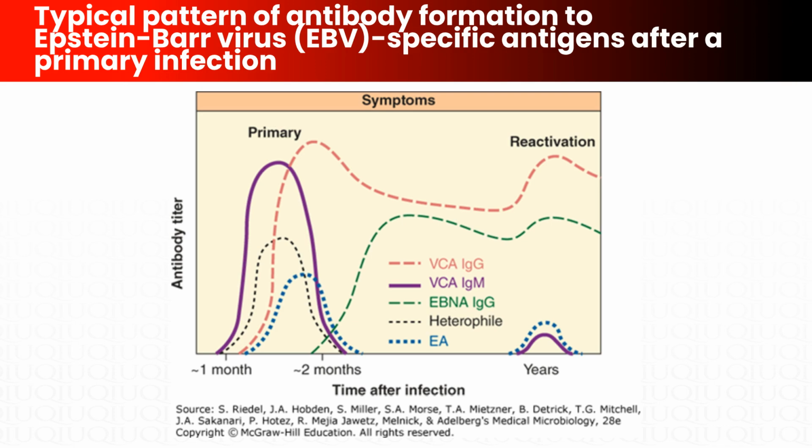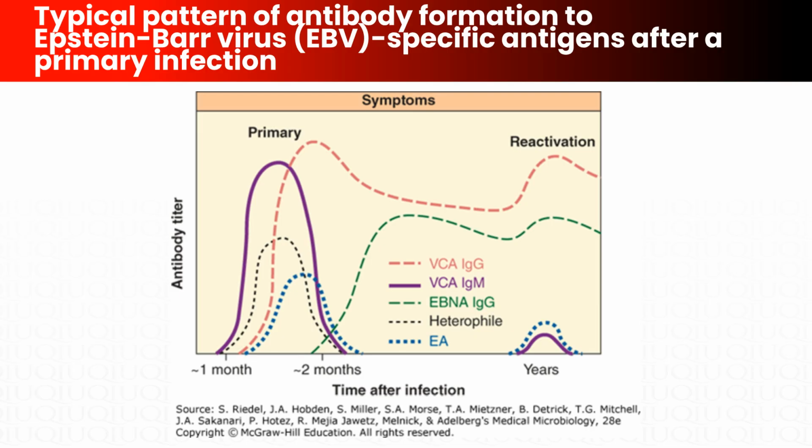EA antibodies, where EA stands for early antigen, appear during acute infection. Early antigens are viral proteins produced during the early phase of viral replication. Anti-EA antibodies typically appear a few weeks into the illness, peak, and then decline over several months. High levels of anti-EA suggest acute infection or sometimes reactivation.